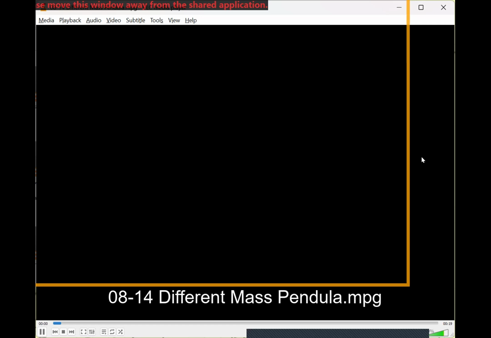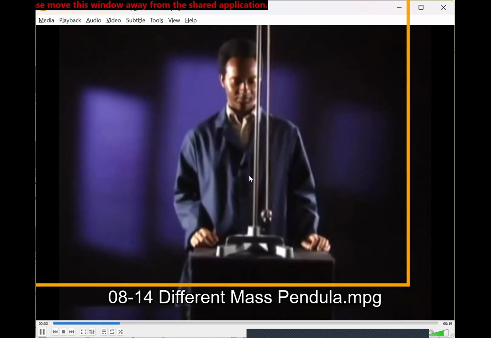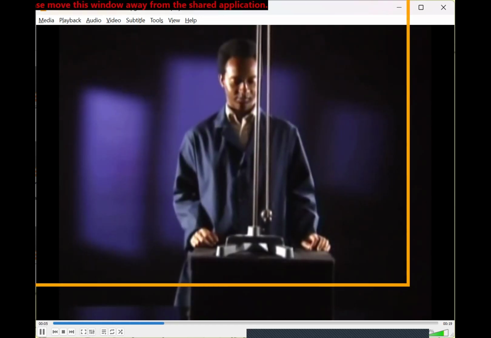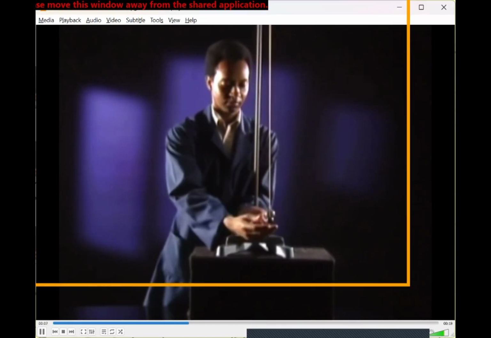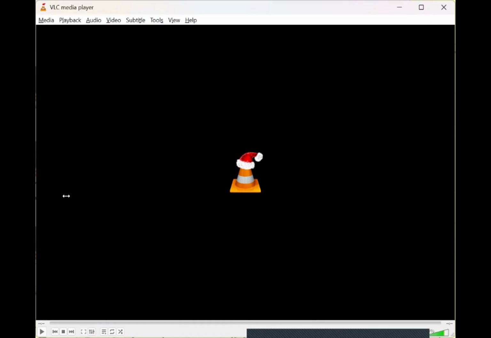Okay, let me drag and drop it because it's already shared properly. These two pendula have the same length but different mass. Oh, my bad, it's not sharing properly. Let's do it again. Stop. Start it again.